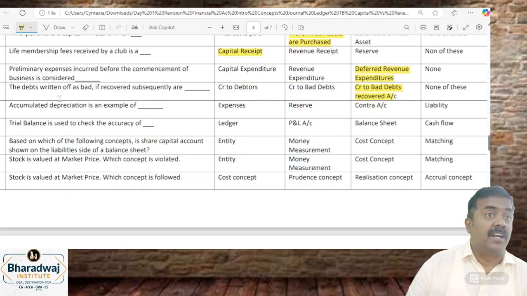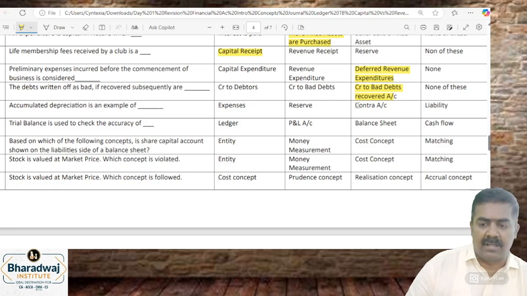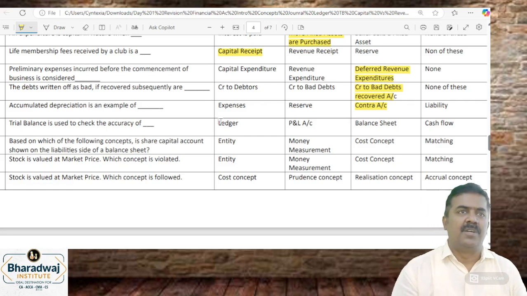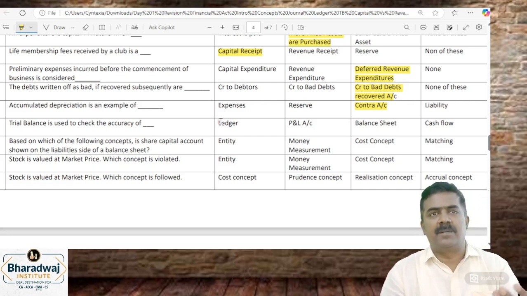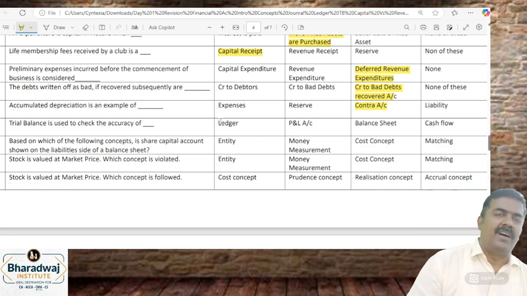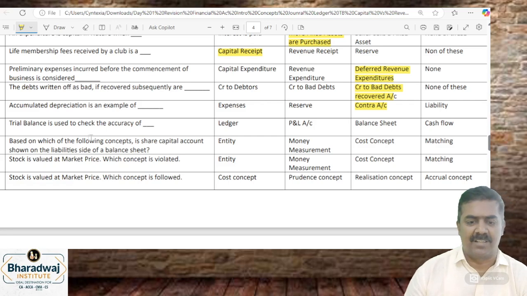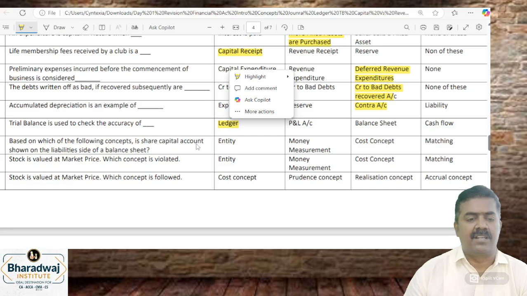Accumulated depreciation, not depreciation. Accumulated depreciation is a contra account. What is a contra account? An account created against an asset is called what? Contra account. Provision for bad debts, accumulated depreciation, provision for discount, all these are called as what? Contra account. They are not personal, real, or nominal. Just a contra account. Trial balance is used to check the accuracy of ledgers. Checking whether ledger balance debit is equal to credit is what? Trial balance.